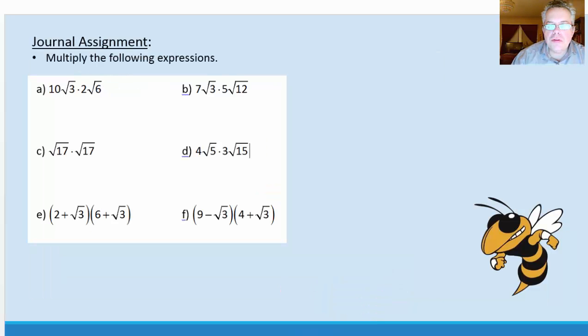Okay, so here's the journal assignment. The first four are kind of like the first slide, where it's all multiplication. So just remember, after you multiply the square roots, see if you can simplify them. The last two aren't as bad as the last problem. They're problems where you're going to draw a box and multiply binomials.